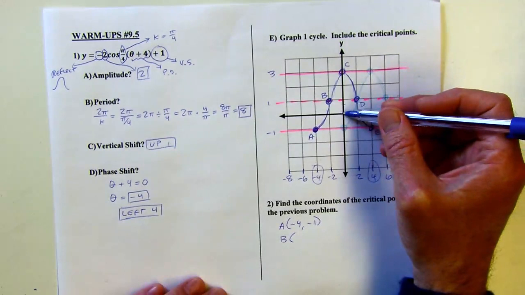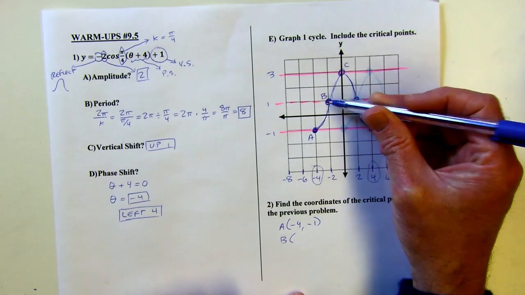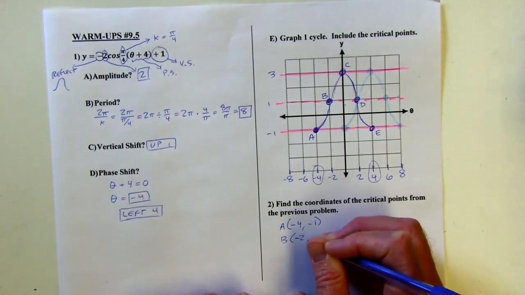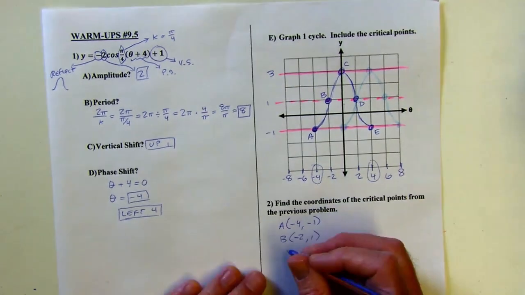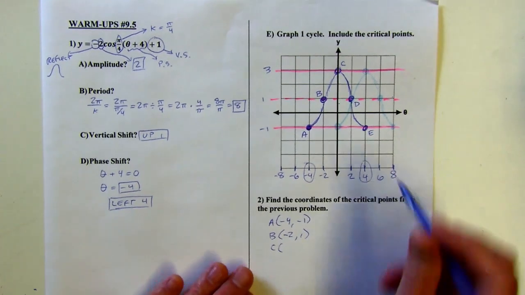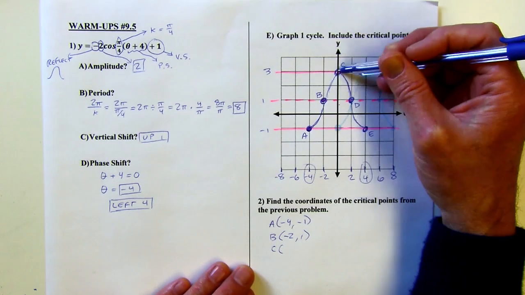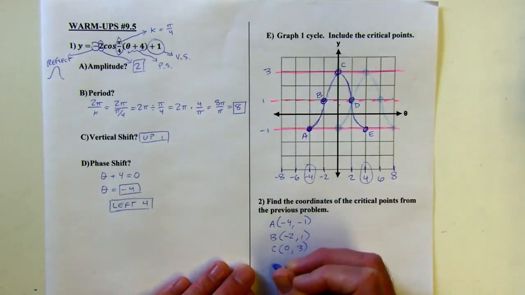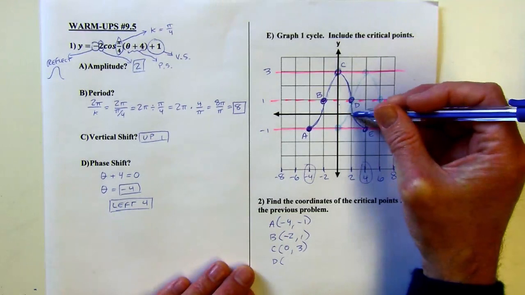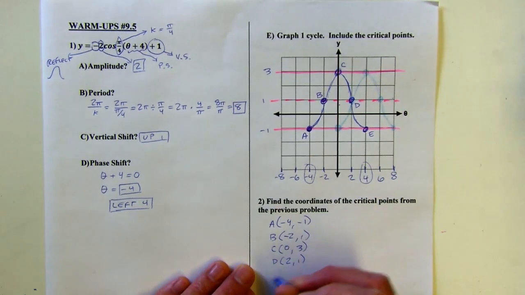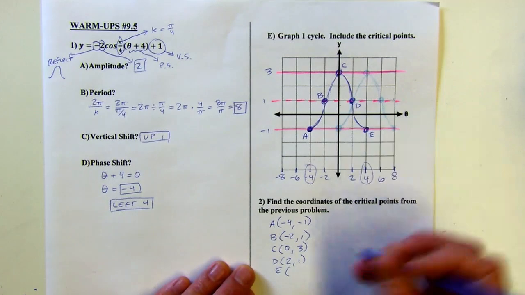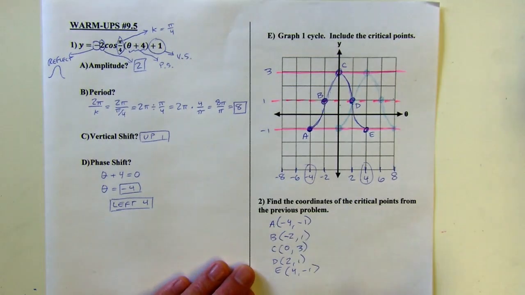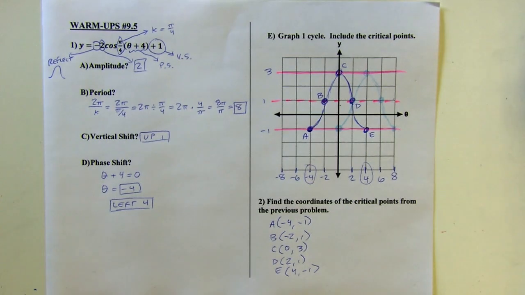Point B was going to be 2 to the left and 1 up. Again, that's 1 tick, but remember each tick going left and right is 2 units. Okay. C is on the y-axis, so 0 to the right, 3 up. 0, 3. Point D is going to be 2 to the right, 1 up. And E, the last point here, that's 4 to the right, 1 down. Okay, and there are the coordinates of those points. Okay, that's the warm-up, and I'll see you next time.